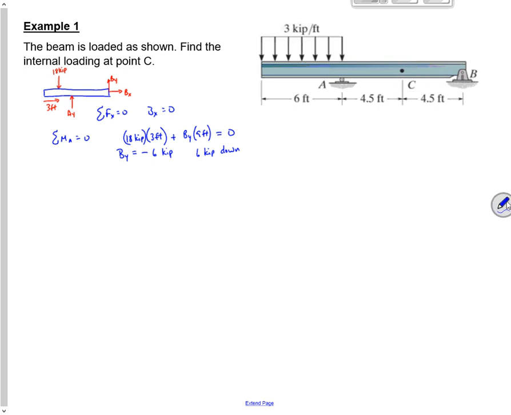So now we're going to do a section. We're going to section it, and we're going to look at the right-hand side. So my forces over here on the right-hand side, I get 6 kip down. I'd get a normal at C. I'd get a shear force at C. I'd get a moment at C.